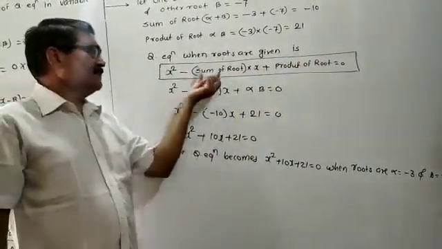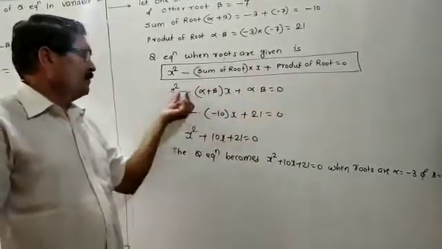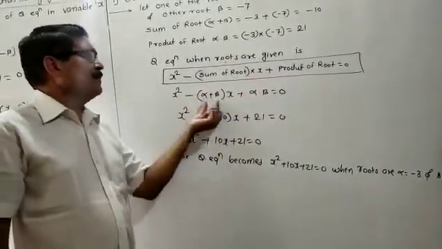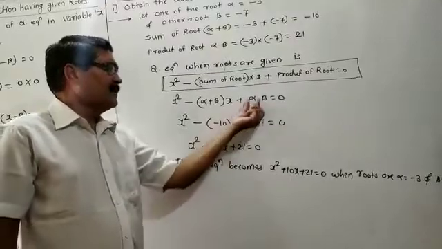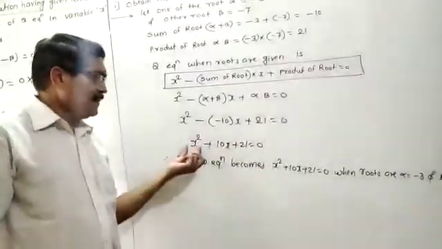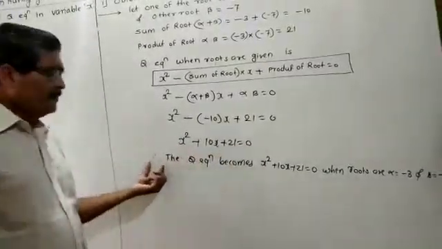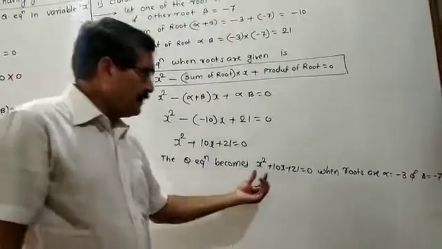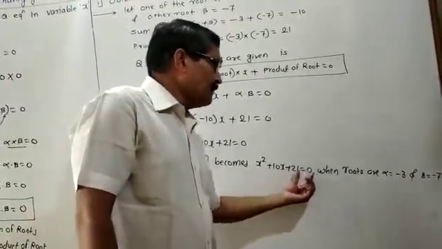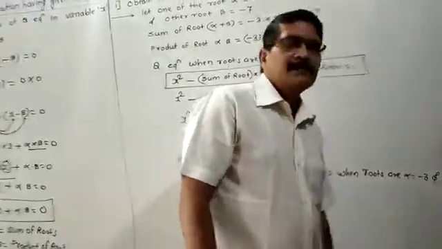x square minus (sum of the roots, alpha plus beta) x plus alpha into beta is equal to 0. x square as it is you have to write. Sum of the roots, you have to write this, minus 10, into x plus alpha into beta, 21, is equal to 0. From that we will get x square plus 10x plus 21 is equal to 0. Therefore the quadratic equation becomes x square plus 10x plus 21 is equal to 0 when one of the roots is minus 3 and the other root is minus 7.